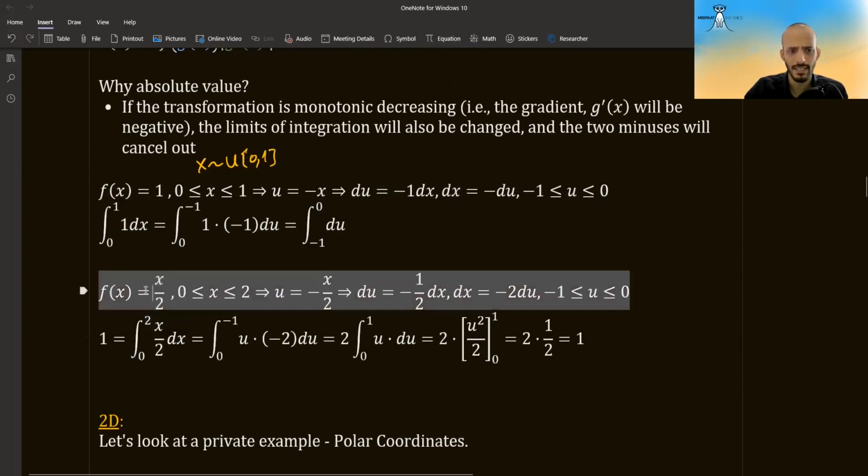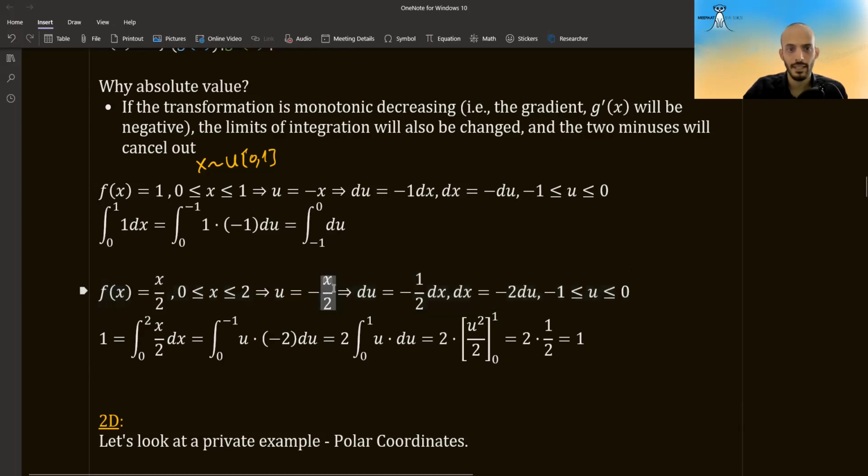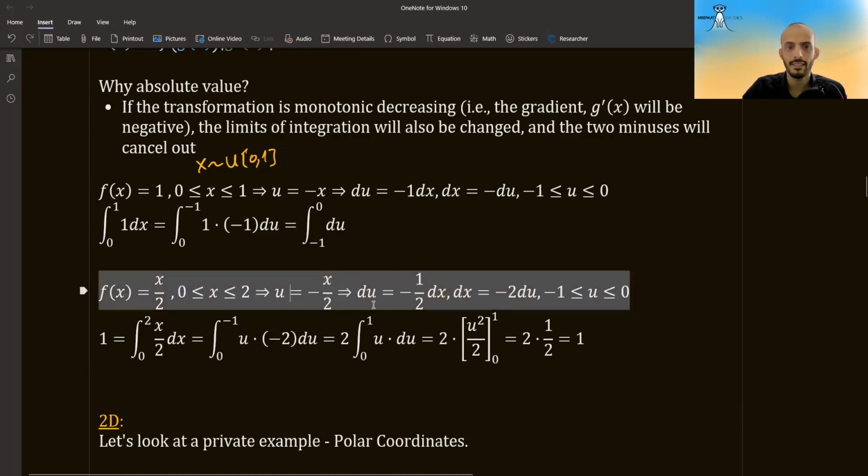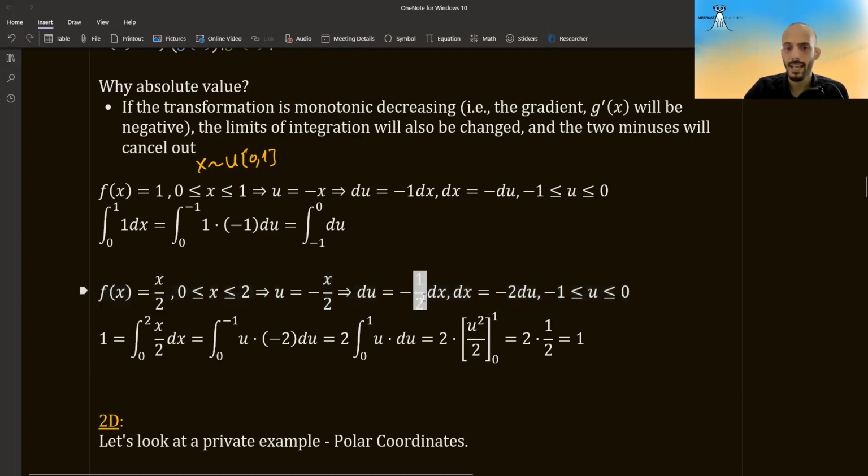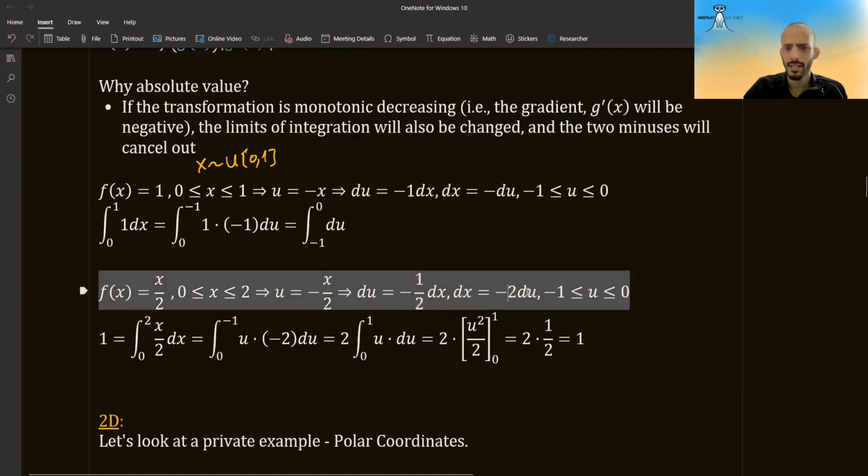And another example, let's say f(x) is equal to x divided by 2, and x is between 0 and 2. And of course, you can verify for yourself that the integral of this in the domain is equal to 1. And now let's say, again, we take u is equal to minus x. Again, du is equal to minus half dx. dx is equal to minus 2 du.